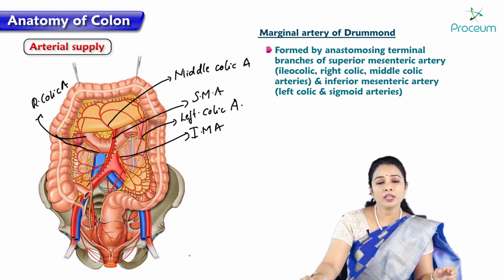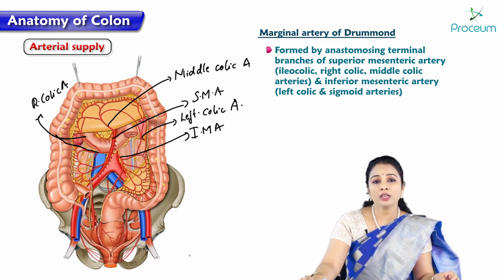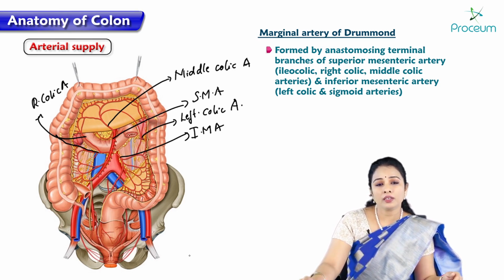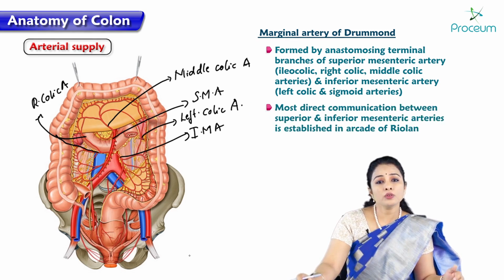So, the terminal branches of the superior mesenteric artery are the ileocolic, right colic, and middle colic arteries, and it also anastomoses with branches of the inferior mesenteric artery. The branches are the left colic and sigmoid arteries. The most direct communication between the superior and inferior mesenteric arteries is established in the arcade of Riolan.